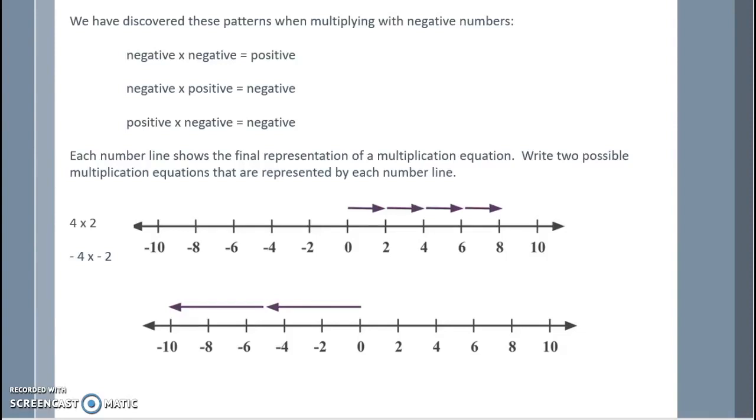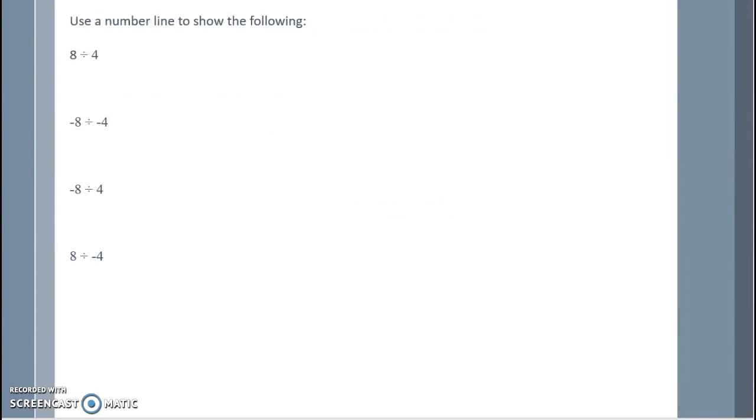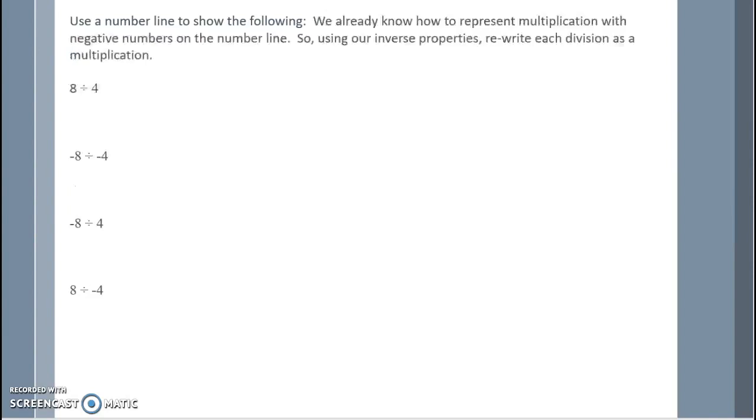The second line here, we have 2 groups of negative 5, or remove 2 groups of positive 5, which would give us also negative 10. Use a number line to show the following division problems. We already know how to represent multiplication with negative numbers on the number line. So let's use our inverse properties to rewrite each division as a multiplication.